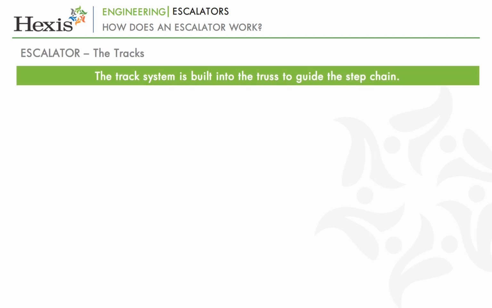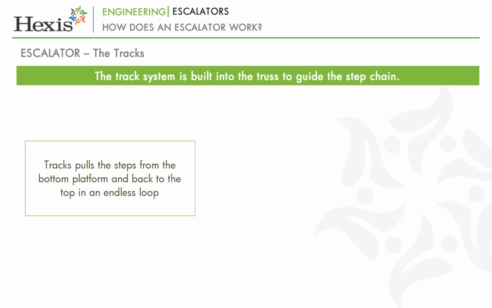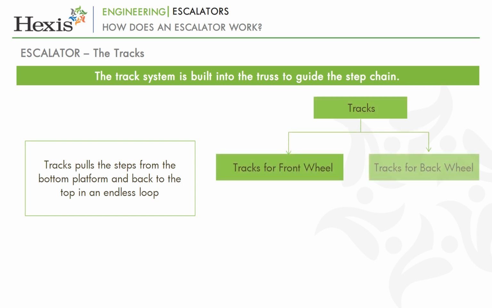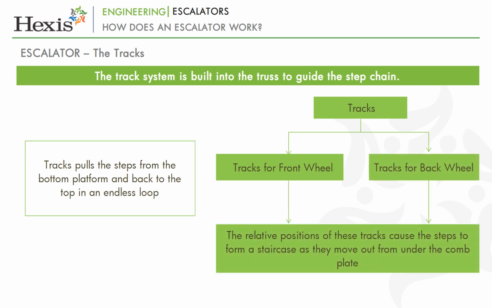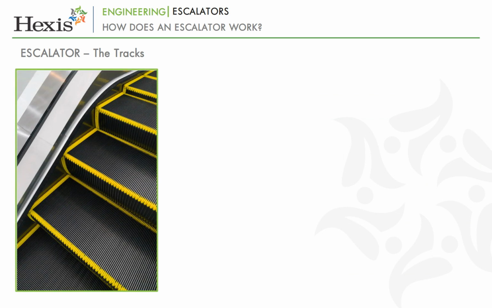The track system is built into the truss to guide the step chain, which continuously pulls the steps from the bottom platform and back to the top in an endless loop. There are actually two tracks, one for the front wheels of the steps and one for the back wheels of the steps. The relative positions of these tracks cause the steps to form a staircase as they move out from under the comb plate. Along the straight section of the truss, the tracks are at their maximum distance apart. This configuration forces the back of one step to be at a 90-degree angle relative to the step behind it. This right angle bends the steps into a stair shape.